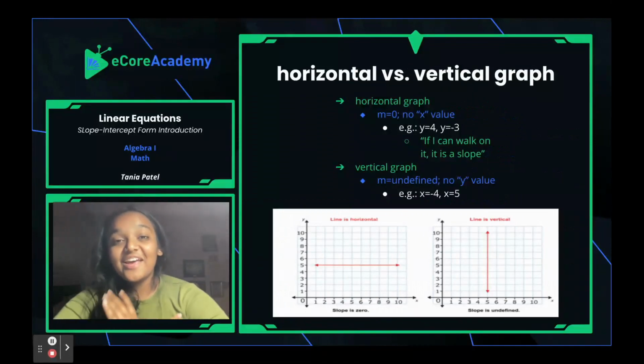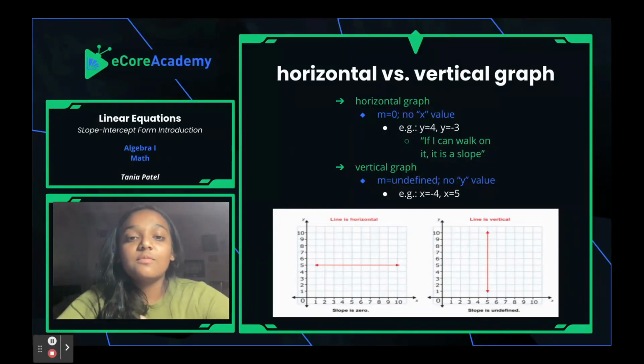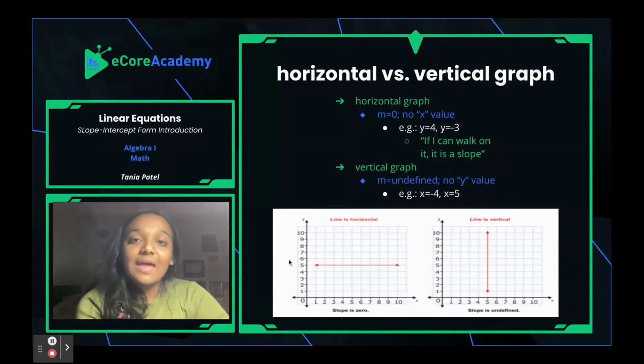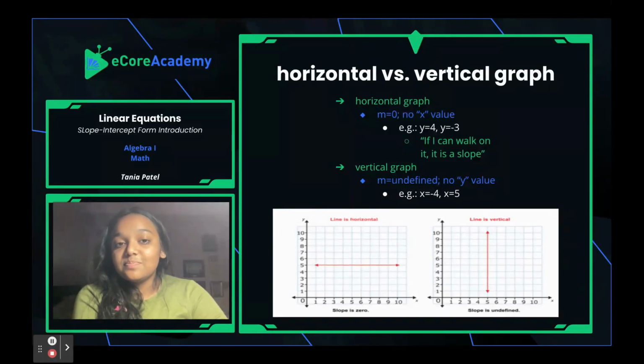There's also more. It can tell you whether or not a graph is horizontal or vertical. For starters, a horizontal graph, just like this, is when M equals 0. You know that M equals 0 when it's an equation such as y equals a number. In that case, M equals 0, and since M is multiplied by x, the x times M equals 0, so there's no x value either. So the equation will essentially just be y equals a number, and then you know that that equation's graph is a horizontal line.